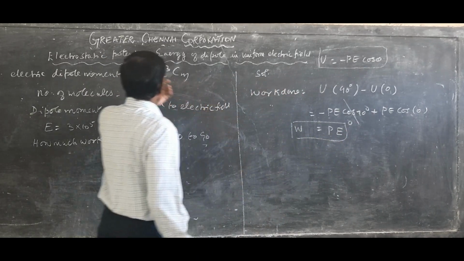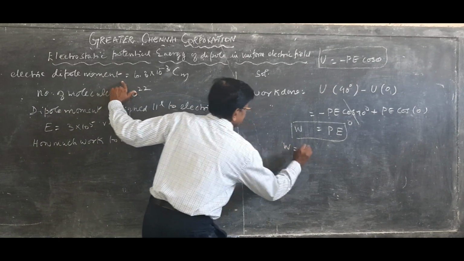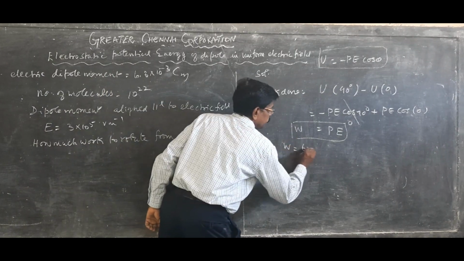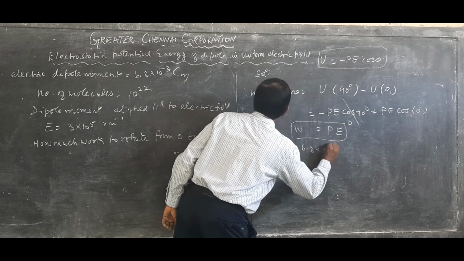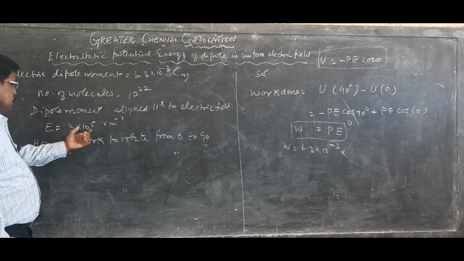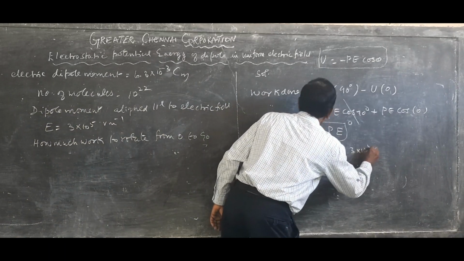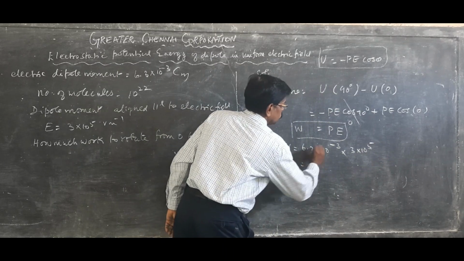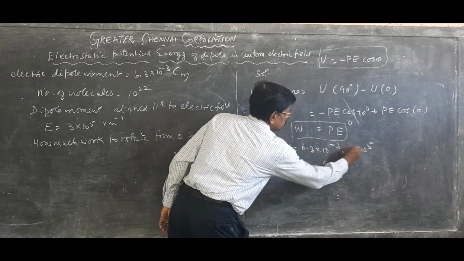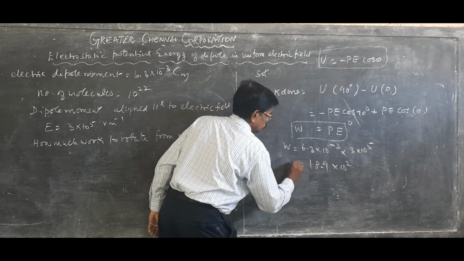So, multiply P and E. What is P? Electric dipole moment. So work done is 6.3 into 10 power minus 30 into the magnitude of the electric field, 3 into 10 power 5. So 3 into 3, 9. 6 3s are 18. 18.9 into 10 power minus 25. This is the work done.